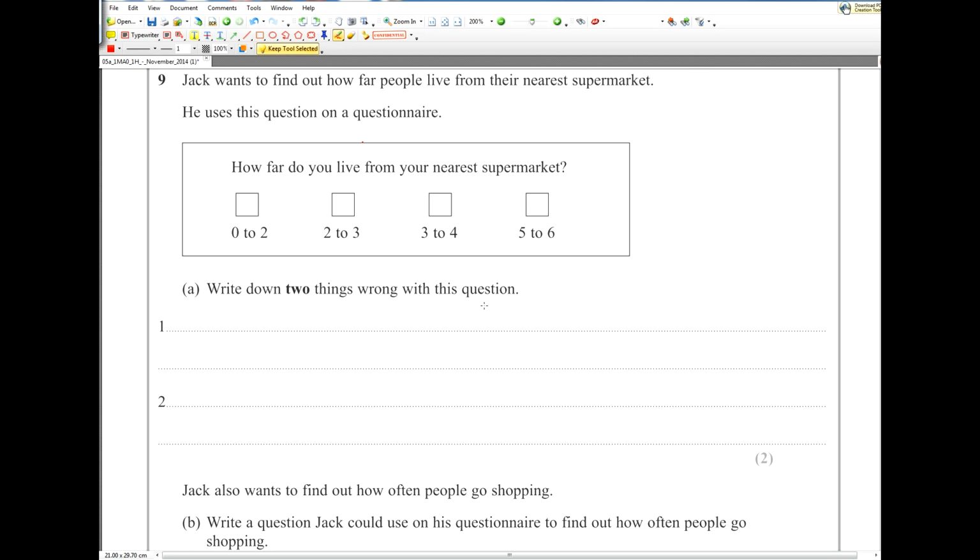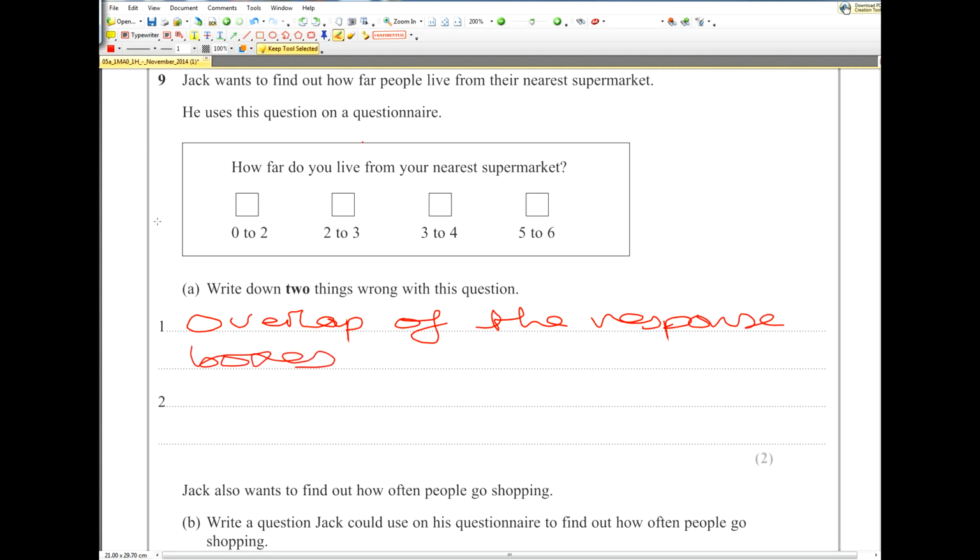What did we find is the error with this? So we have overlap of the response boxes, and no units. Lovely. Okay, let's change it now. No units, i.e. miles or kilometers. So, for example, kilometers, miles, meters, whatever. Okay, that's lovely.